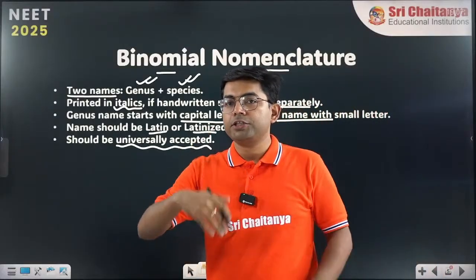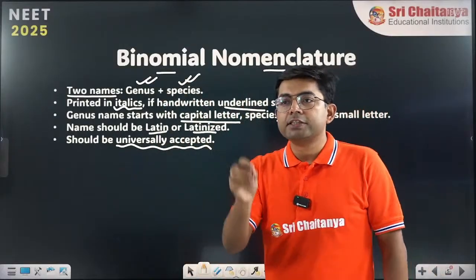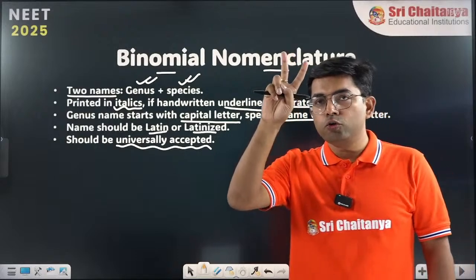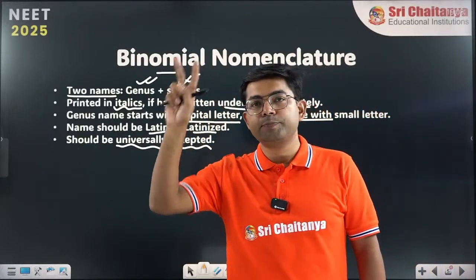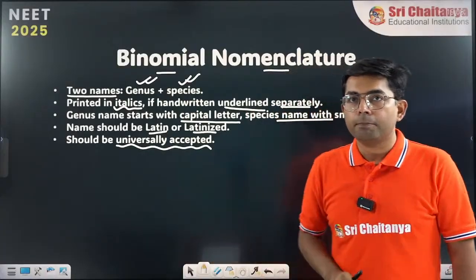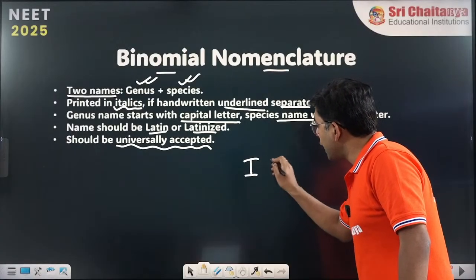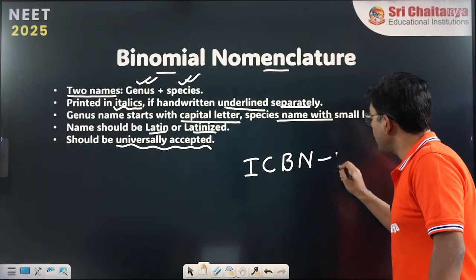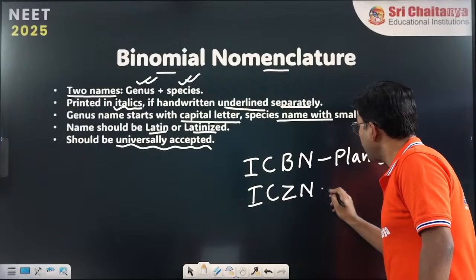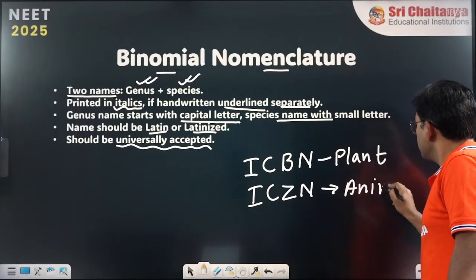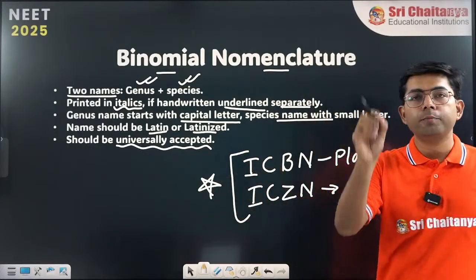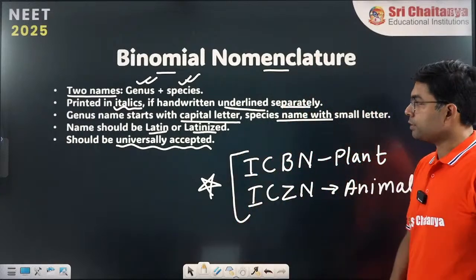Now another question which I told you in the last class: which is the body which names all the plants? I told you 2 bodies. One was specially for naming plants, another was specially for naming animals. So tell me. For plants it was ICBN and ICZN for animals. So remember, these are the 2 standard bodies which are responsible for the nomenclature of plants and animals.